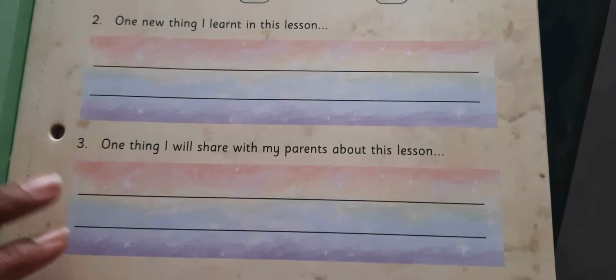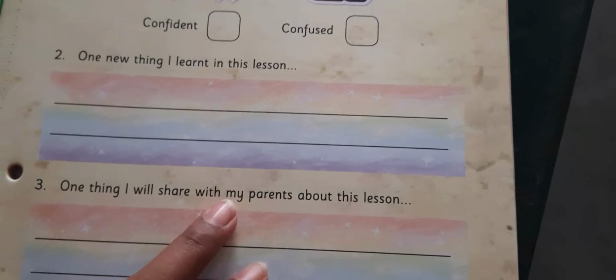Next one is one thing I will share with my partner. If my friend has doubts in this topic, I will share this with my friend. Sorry, here it is a parent. Okay, I will share this topic with my parent. What is the topic name? You have to write that.